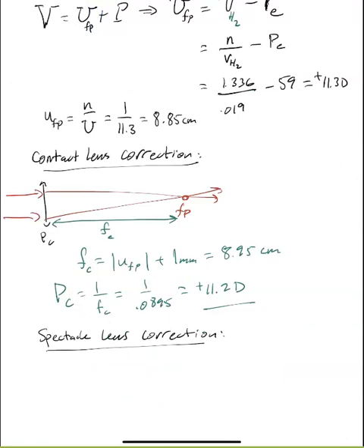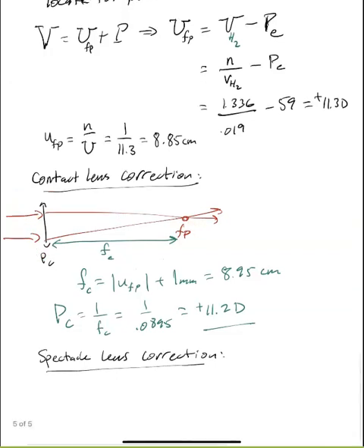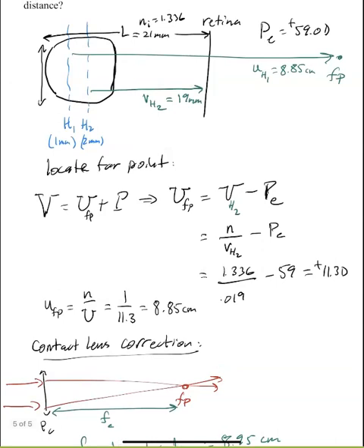Now we can turn to spectacle lens correction. And since we've worked out the contact lens correction, you can probably see how the spectacle lens correction is going to go. It's basically exactly the same idea. Number one, the job of the spectacle lens is exactly the same. It needs to take parallel light coming in and form an image at the far point. The difference, of course, is that our spectacle lens is now some distance away. So we'll call this PC, and this is spectacle, and the spectacle is some distance.